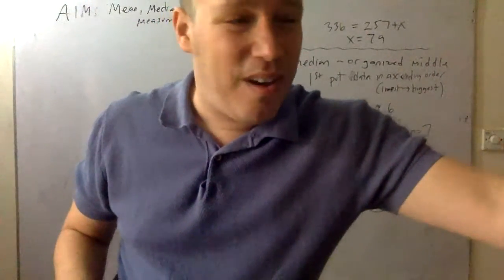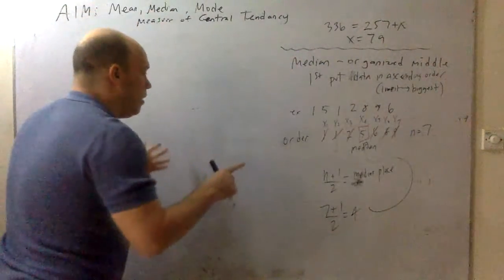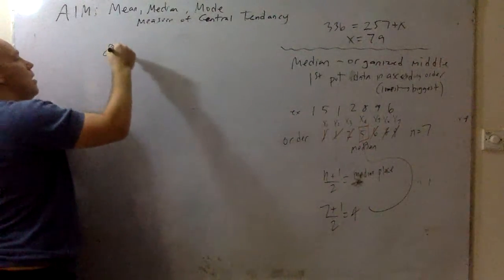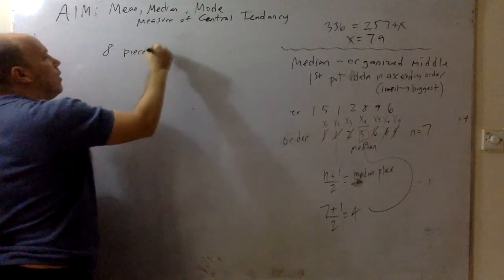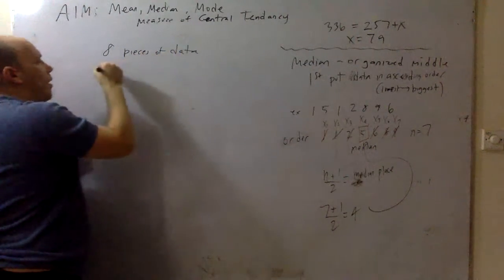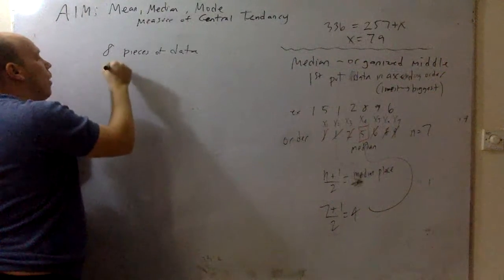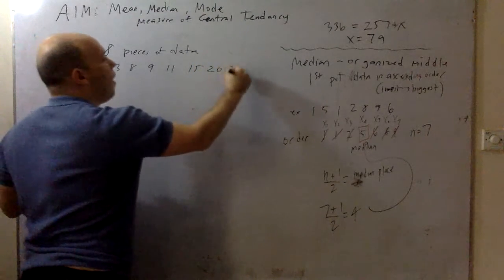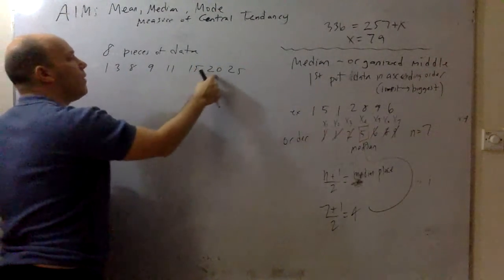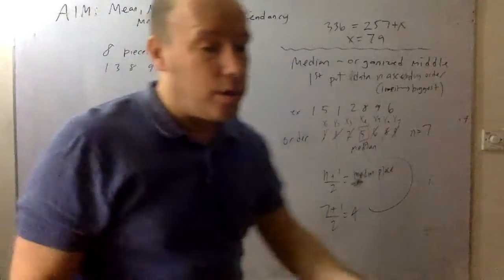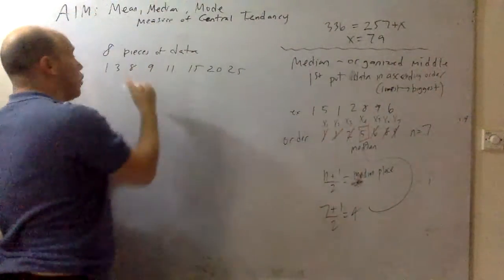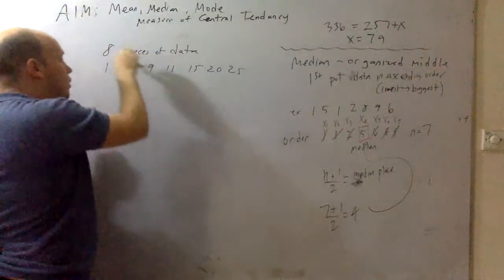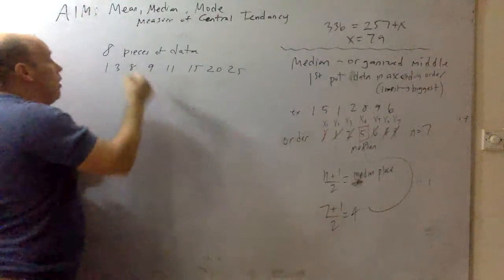Now the question you might ask is, what if there's an even number of data points? Easy. Let's say there's 8 pieces of data, and I'm going to put it in order for you: 1, 3, 8, 9, 11, 15, 20, and 25. 1, 2, 3, 4, 5, 6, 7, 8. You're looking for the median. The mean is easy: add it up and divide. There's 8, but how do we find the median?